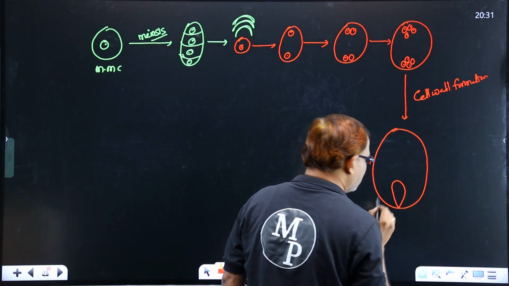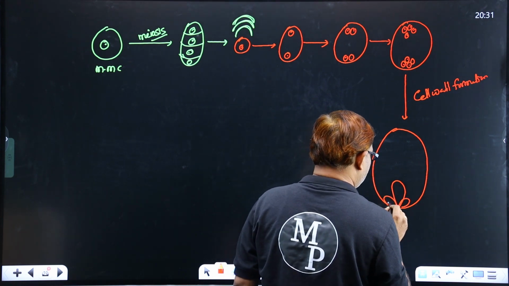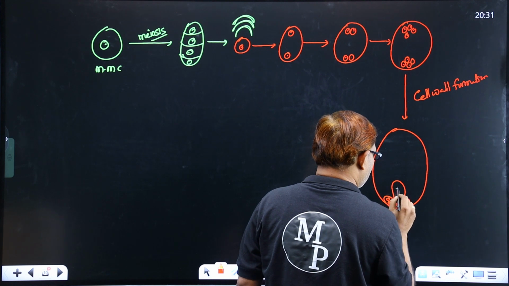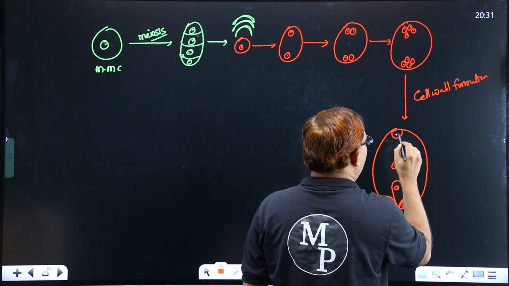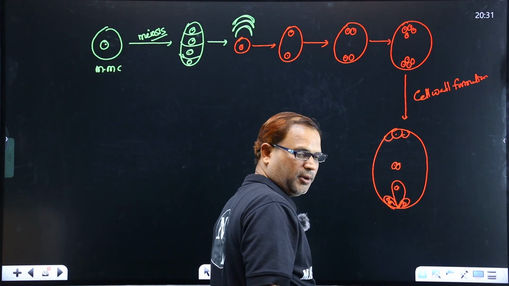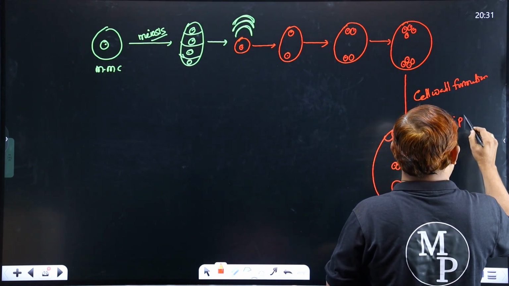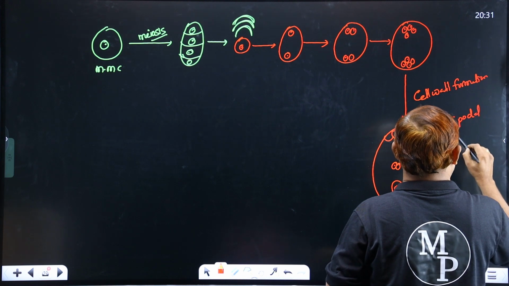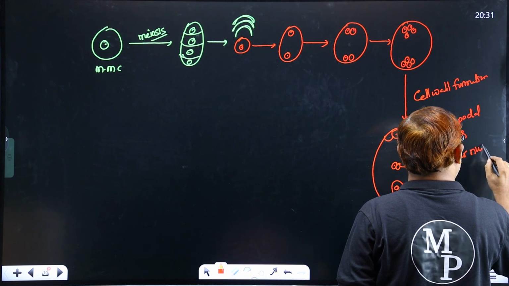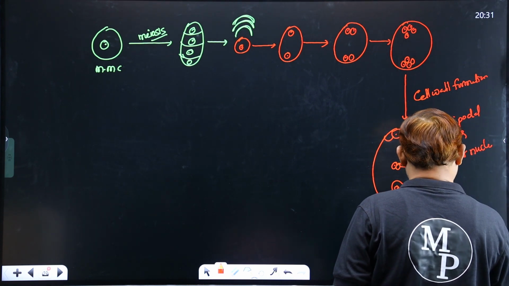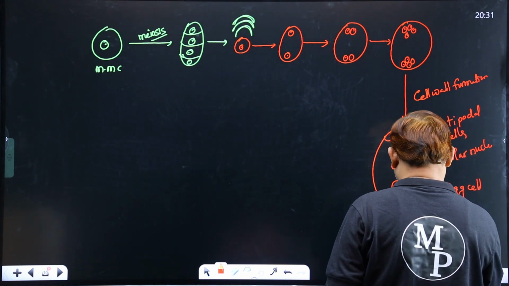Here in the center, this is the egg cell. These two are synergids, which have finger-like projections. In the center are the 2 polar nuclei. These are the antipodal cells. So these two are polar nuclei, this one is the egg cell, and these two are synergids.